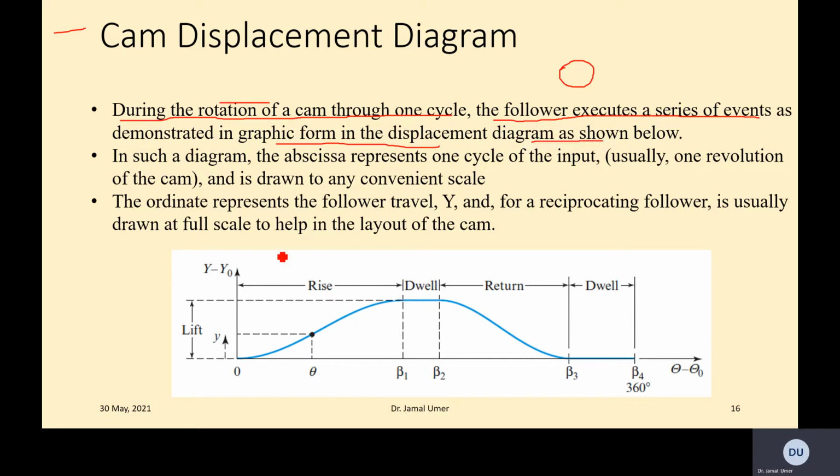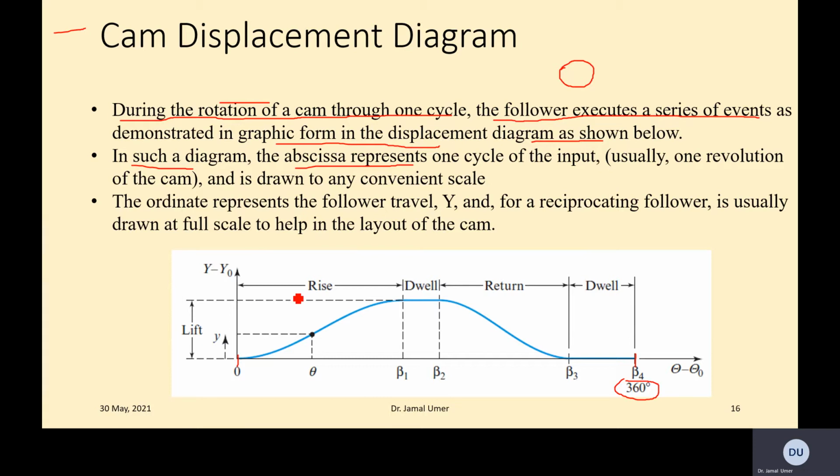So this is a graphic diagram. In such a diagram, the abscissa represents one cycle. This abscissa goes from 0 to 360, one cycle, one rotation. Input is usually one revolution of the cam, and is drawn to any convenient scale. If there are different sizes of cam, then if you're drawing on a white page, you need to choose a good scale that represents 360 degrees, and then you can plot it. We will do some plotting, so you will get more confident on how we do that.